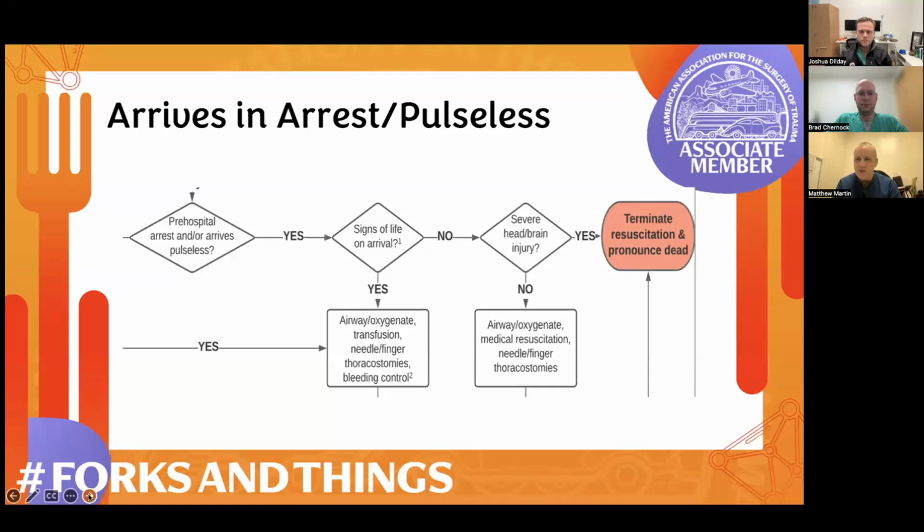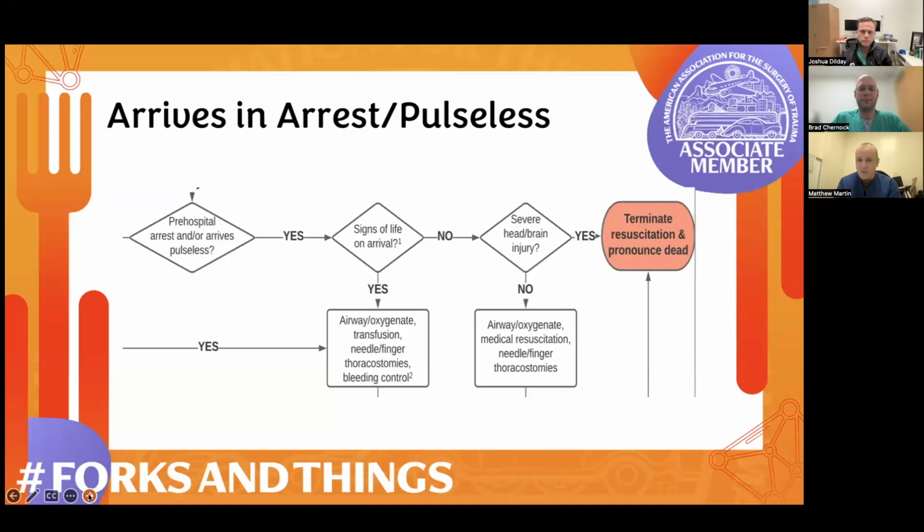Essentially, for children who arrive with no signs of life and no vitals, we generally do not recommend proceeding with an ER thoracotomy, regardless of whether it's blunt or penetrating trauma. So as you can see here, after signs of life on arrival is no, then it goes to, do they have a severe head or brain injury? If yes, then we recommend terminating resuscitation immediately. If they do not, then we recommend standard medical resuscitation and treatment as a PEA arrest to look for immediately reversible causes. And if none are found, then again, we recommend termination of resuscitation.